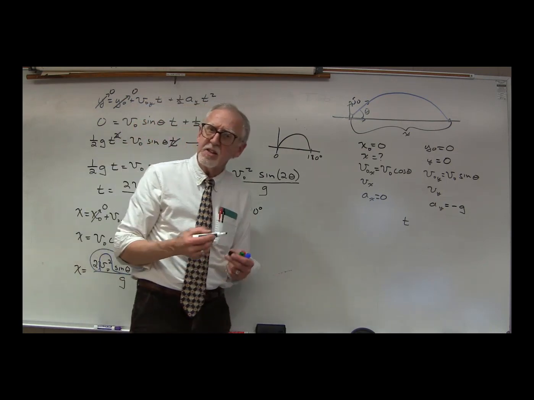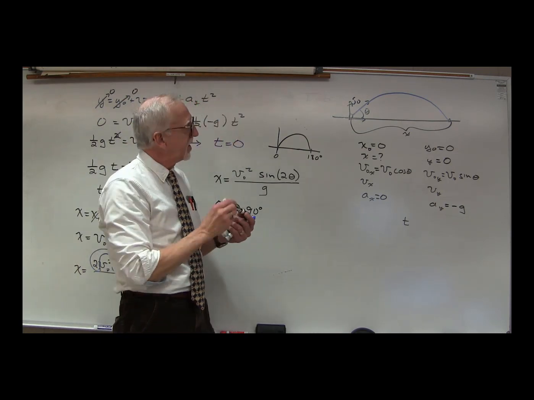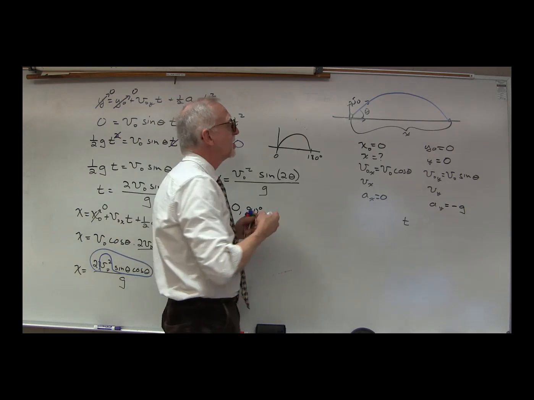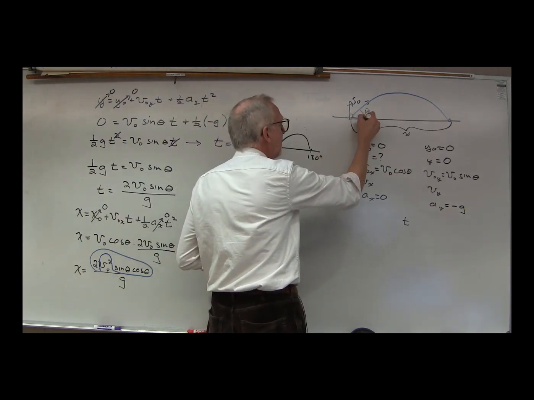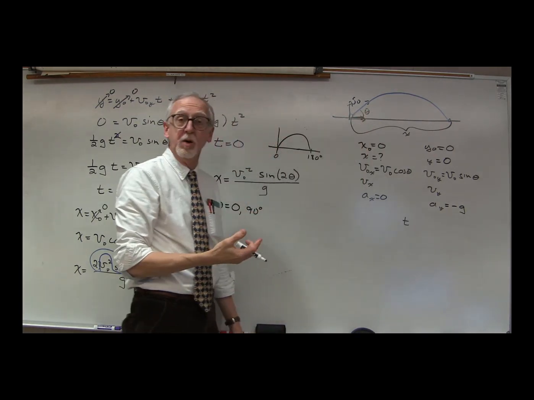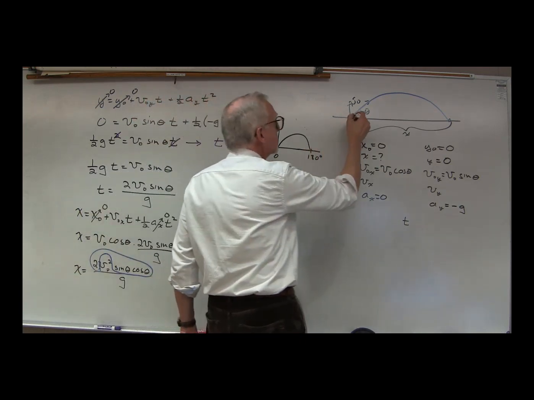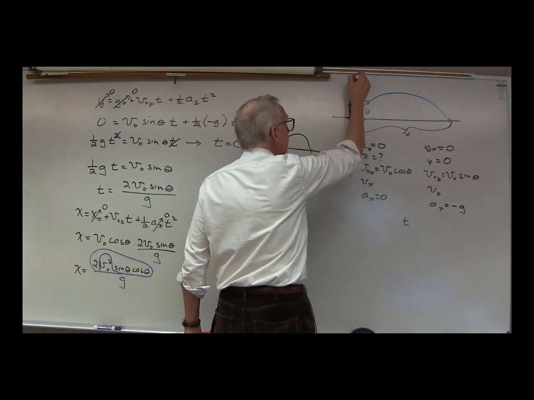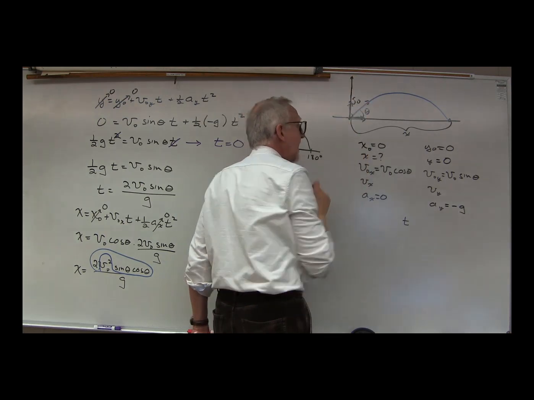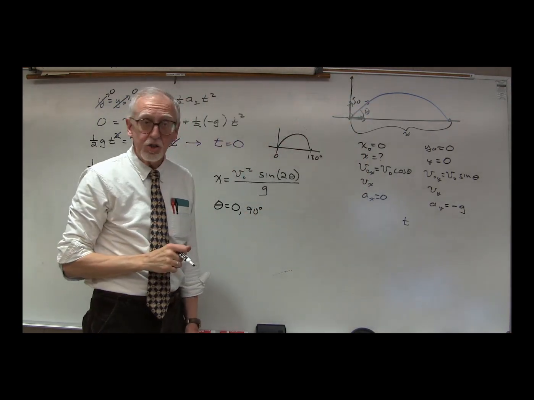But that's what we said at the beginning of the problem. If the object is thrown horizontally from ground level, it's on the ground already, so it's not going to go anywhere. If theta is equal to 90 degrees, it's going to go straight up and come straight down, and x is going to be 0 also.